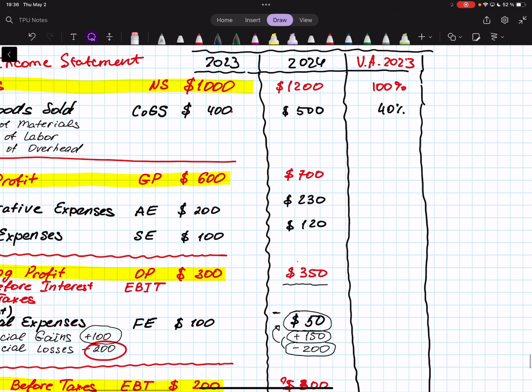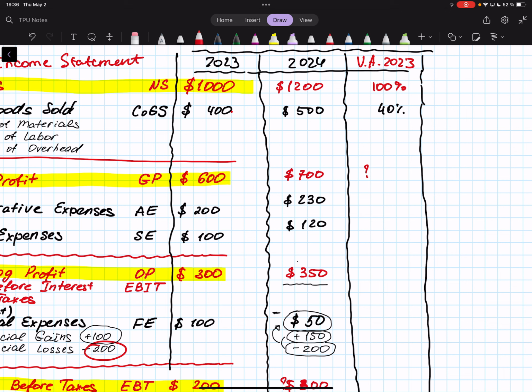Okay, what about gross profit? The gross profit, see, this is our first column. The gross profit was 600. So how much will it be in the structure? What should I write here? The gross profit as a percentage of the foundation will be how much? Foundation. Foundation is 1000. Sales.